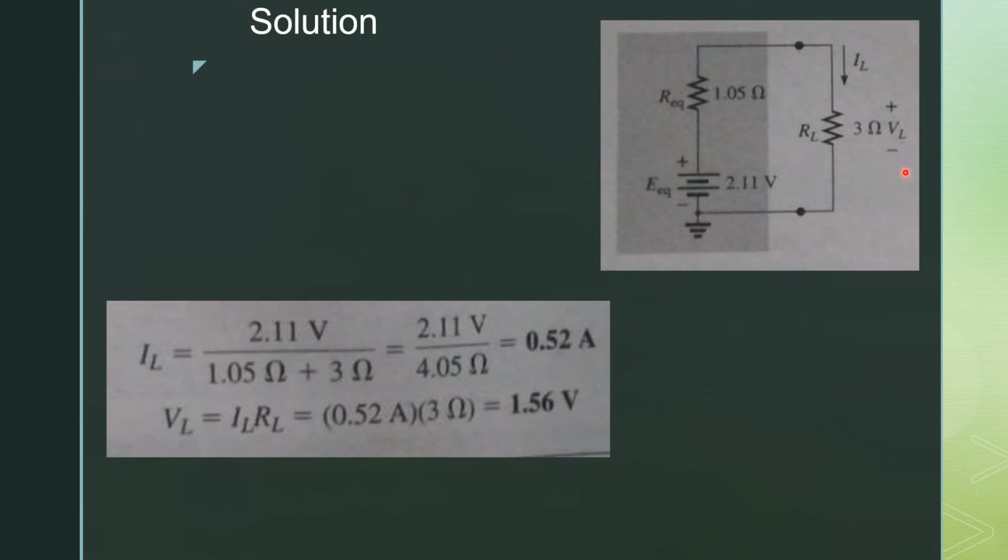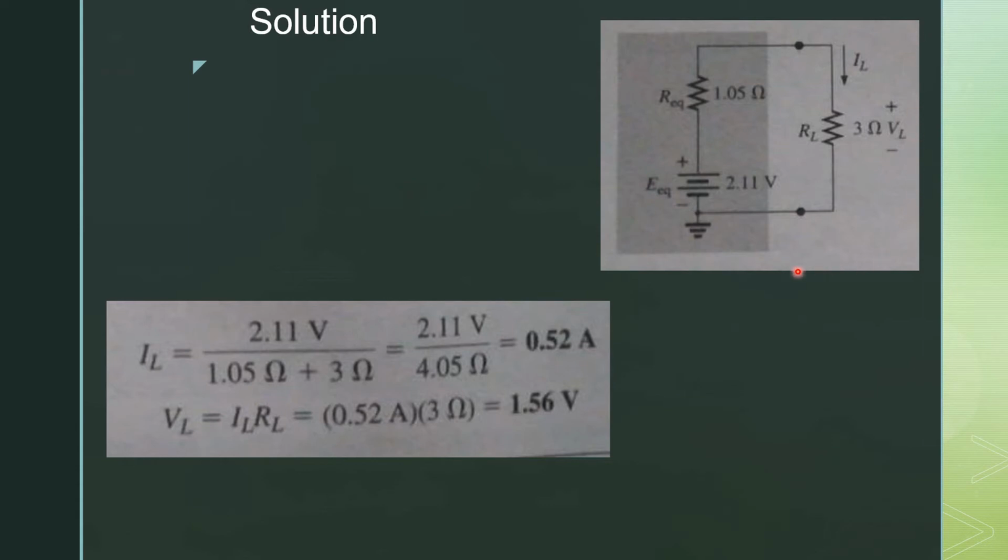Now if we have the value of the current and we have the value of the resistor, you can find the value of voltage, which is equal to IL into RL. So when we substitute the values, we will get the value of VL, which is equal to 1.56 volts. So this is basically the Millman equivalent circuit.